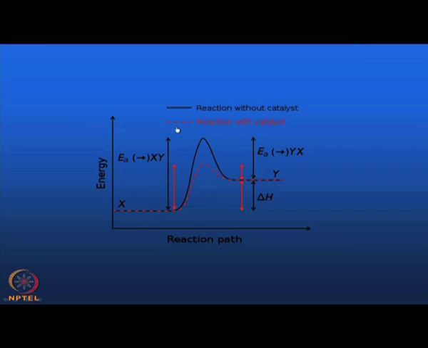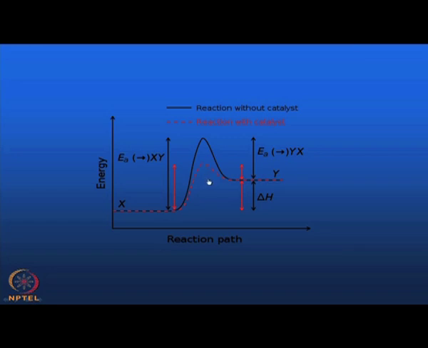Okay, but the red one is the catalyzed one. In presence of catalyst, you see the forward activation energy EA primed XY. You may call this EA primed XY or EA catalyzed XY. It is less, and also EA catalyzed YX is also less. So you see that in both directions, forward or backward, your activation energy is reduced.